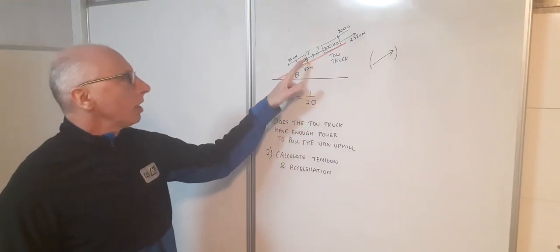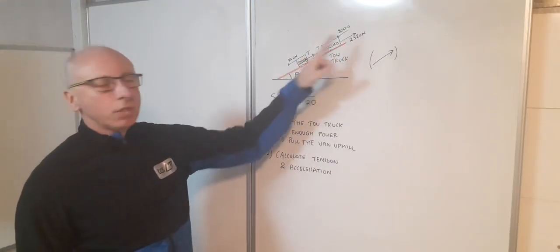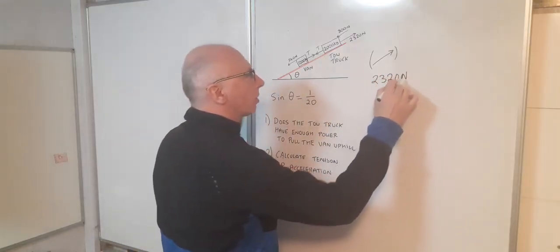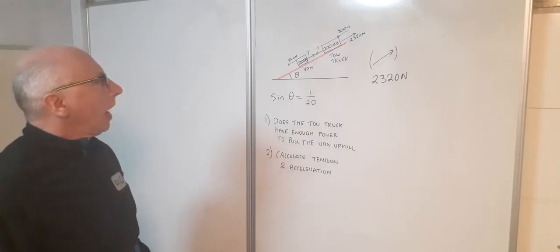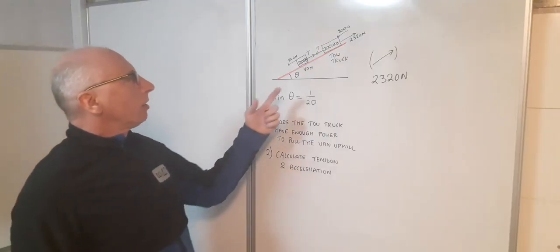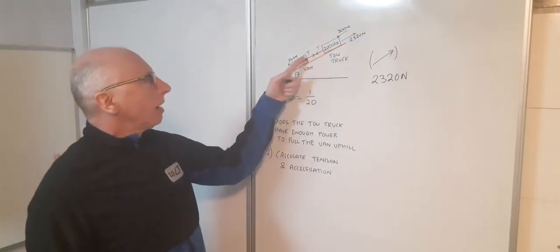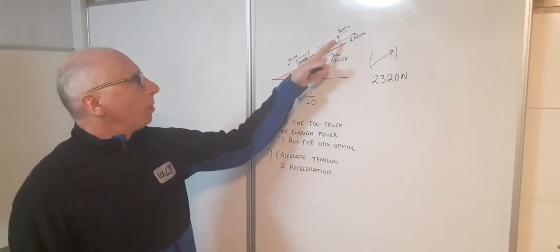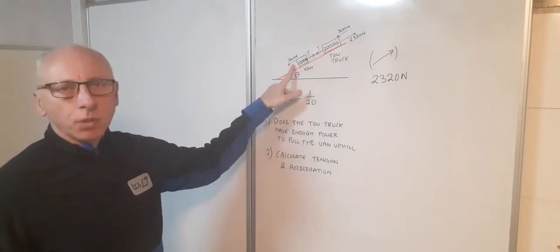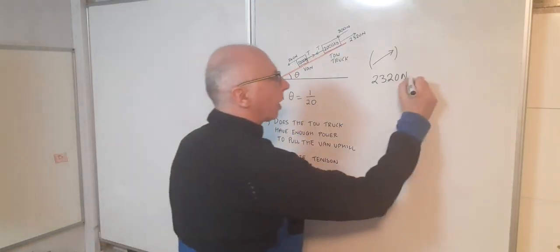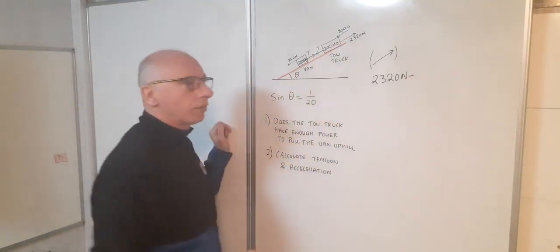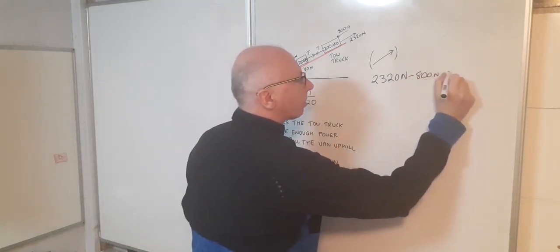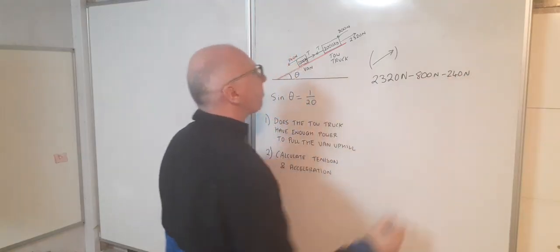So the forces going up the hill are 2,320 newtons. And what else have we got going up the hill? Well, we've got tension going up and down, so they will cancel each other out, so I'm going to miss those out. But we've also got this 800 and this 240 going against the direction of proposed travel. So minus 800 newtons, minus 240 newtons.